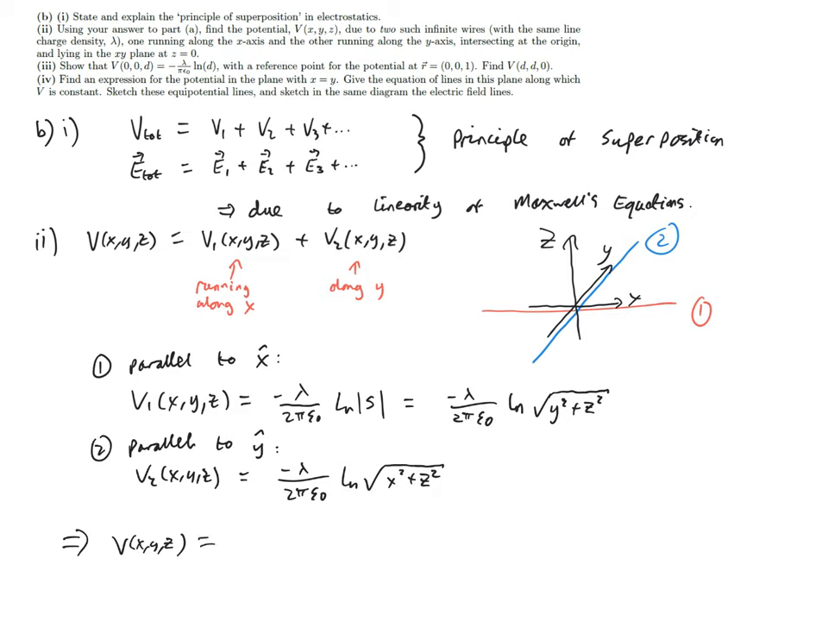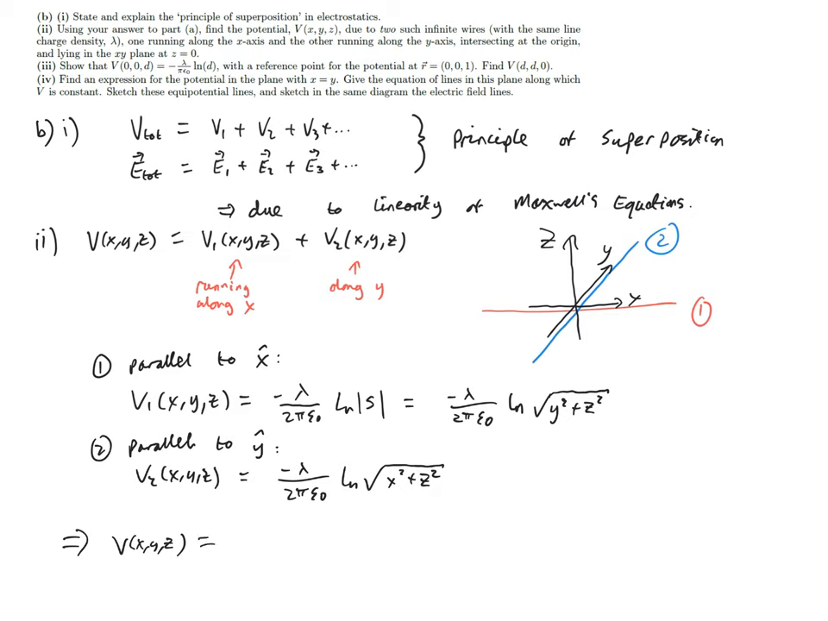It also says, and this is something we were a little bit careless with actually in part two of the question, it says with a reference point for the potential at r equals 0, 0, 1. So we didn't actually specify a reference for the potential in part two of the question. But here we can specify one.